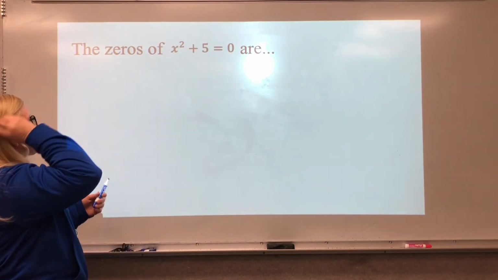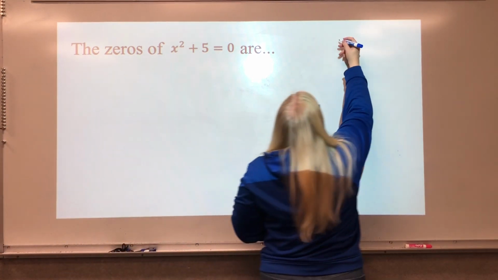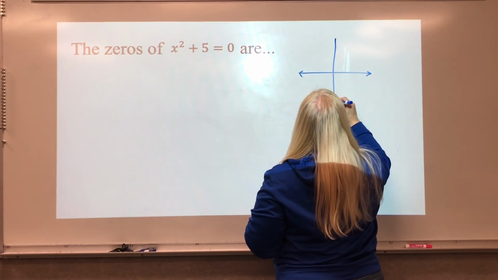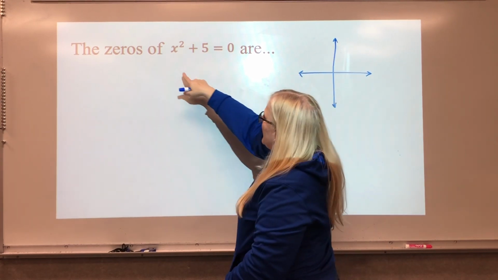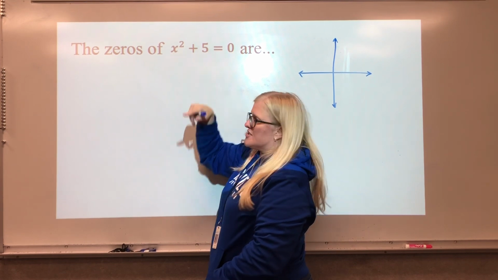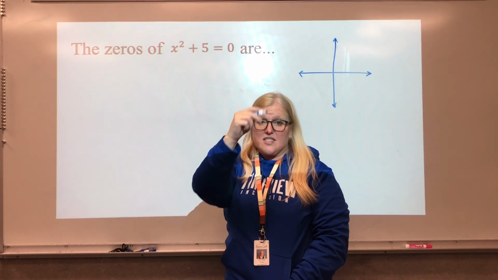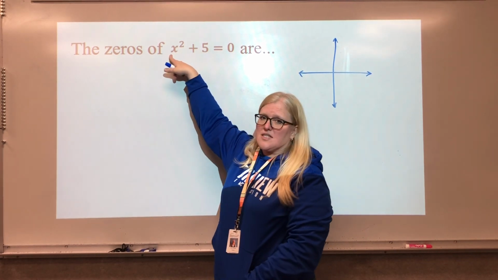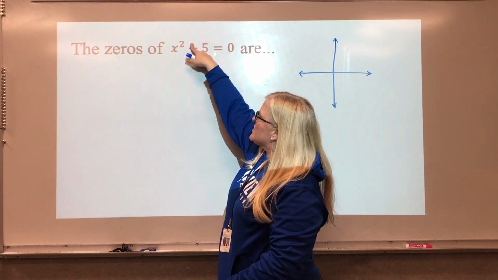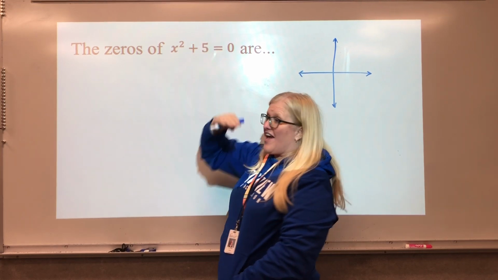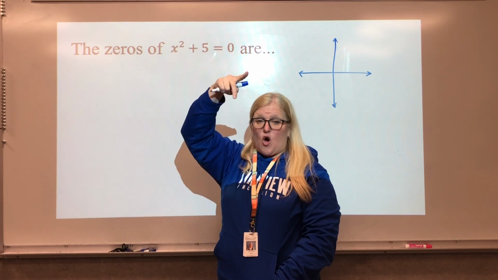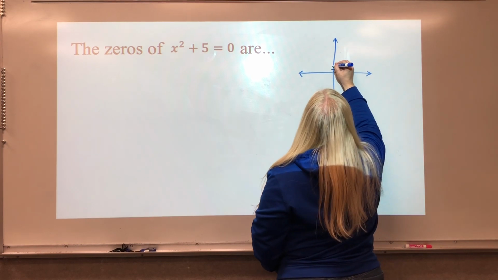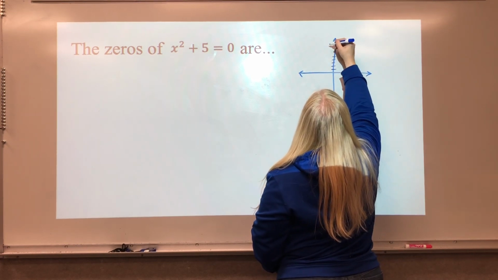All right, so let's talk about this for just a minute. So what we have here is a quadratic function. We know that from the beginning of the year. And a quadratic function is a parabola, right? It's a U shape, either up or down. This one's up because it's positive. And based on what we know with transformations, the +5 means that it's up 5, so it's going to open up, and the vertex is going to be up 5. So 1, 2, 3, 4, 5.